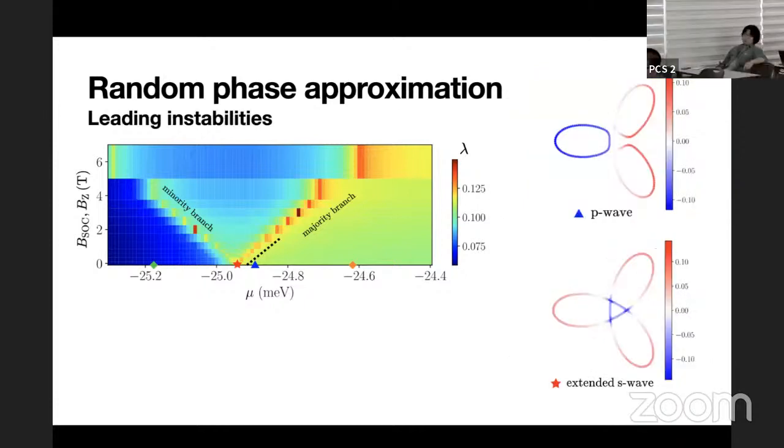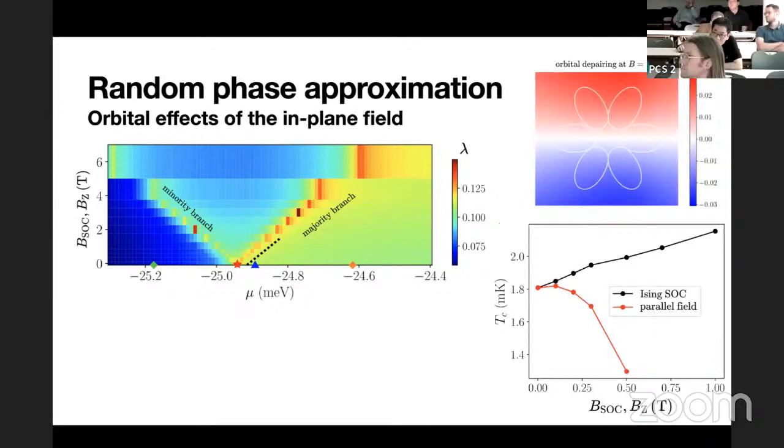Sorry, may I ask you a question? The magnetic field, I guess that you apply the magnetic field perpendicular to the sheet of the graphene, but if you apply it parallel to the graphene, then what do you expect to see?